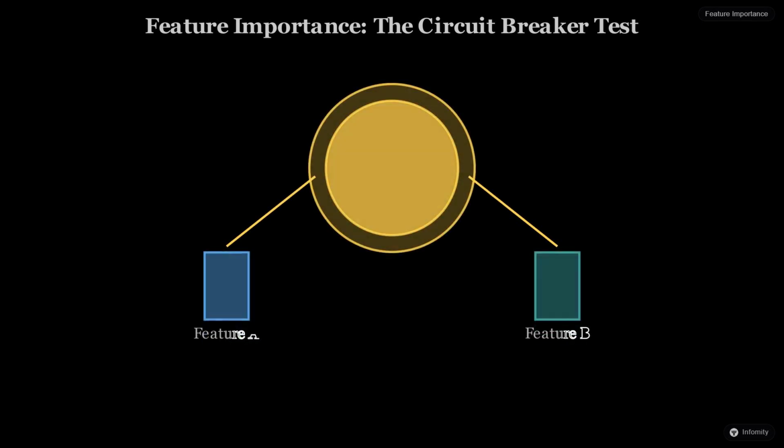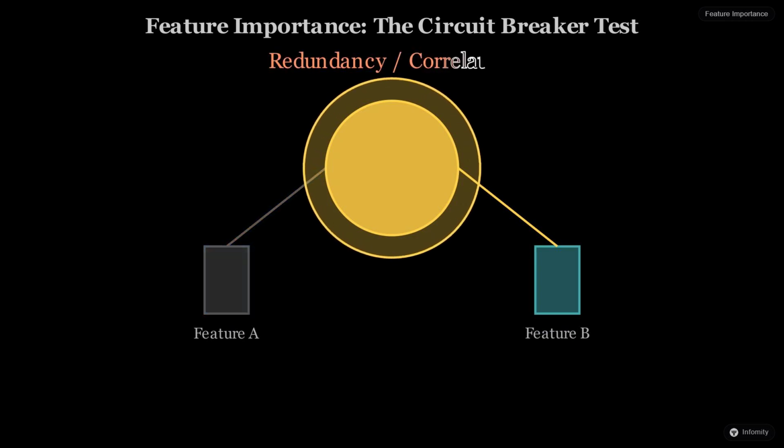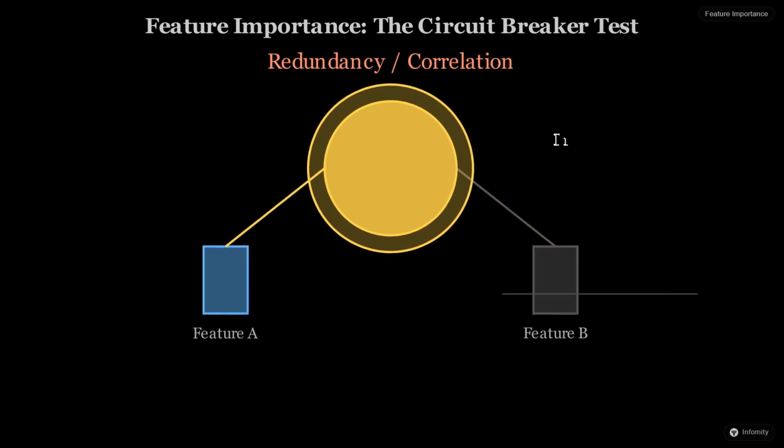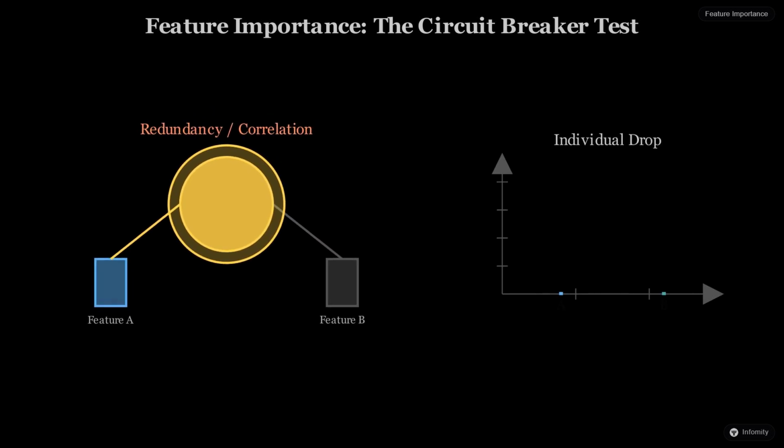Sometimes, two features are like two switches connected to the same light. If we turn off one but keep the other on, the light stays bright because they provide similar information. This correlation can trick our test into thinking both features are less important than they actually are.